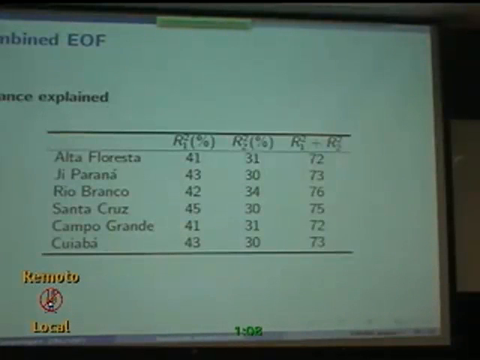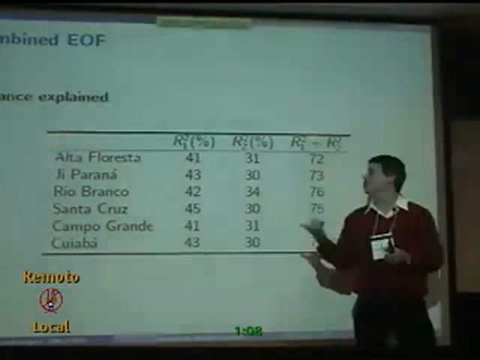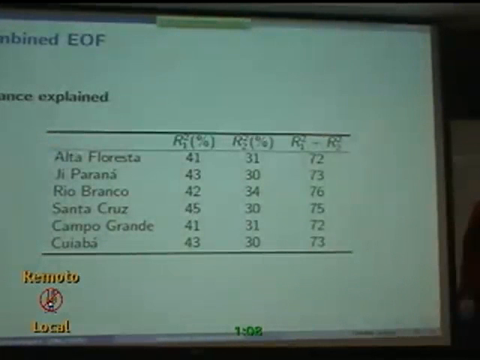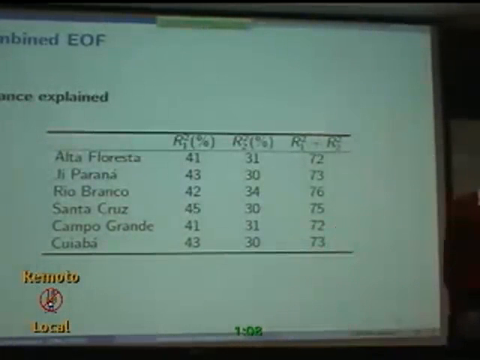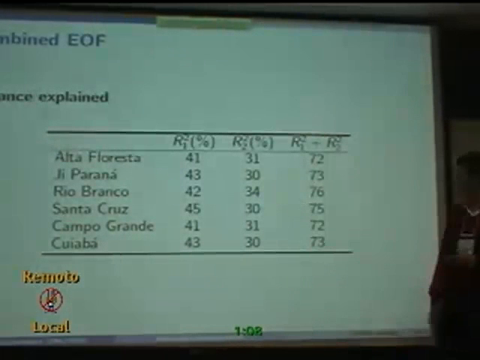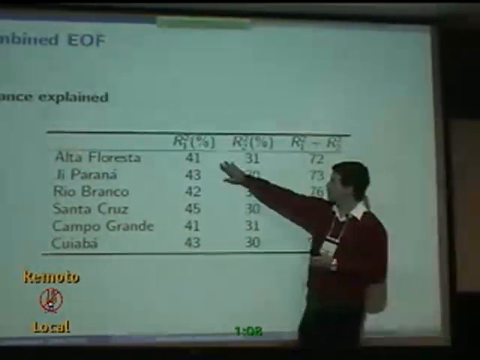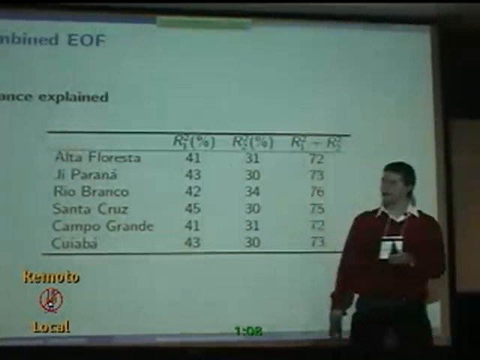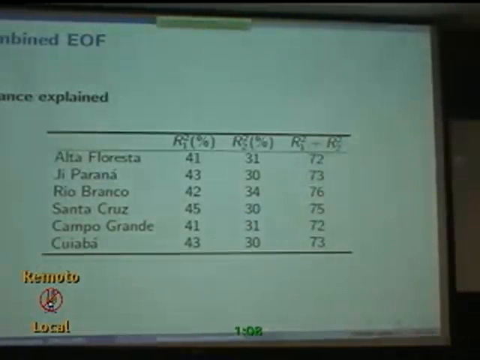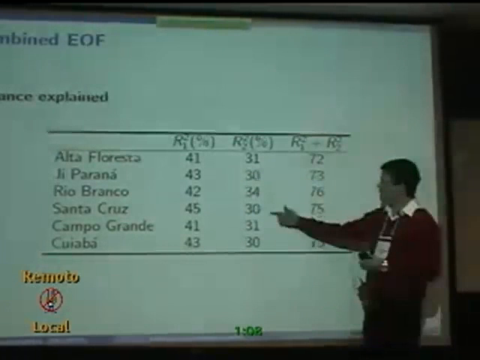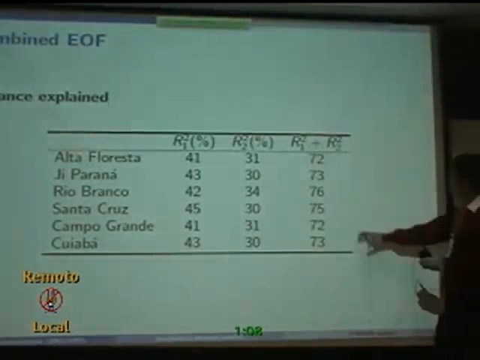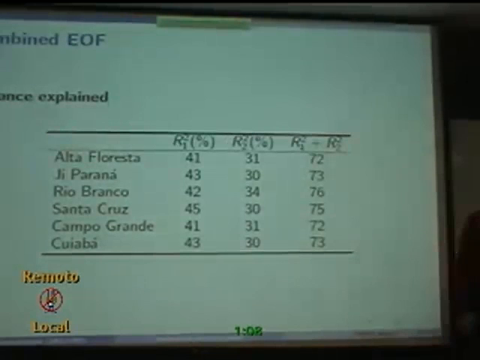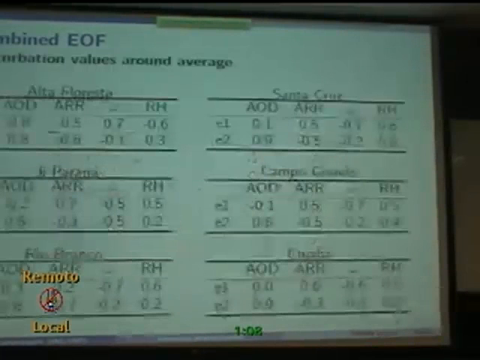So here we have the variance explained for the combined UF, for the first and second eigenvalues for each station. We can see here that the first UF has 40% of variance explained. It's a high value. And the second UF has 30%. Together, these UFs have 70% of the variance explained of the data.